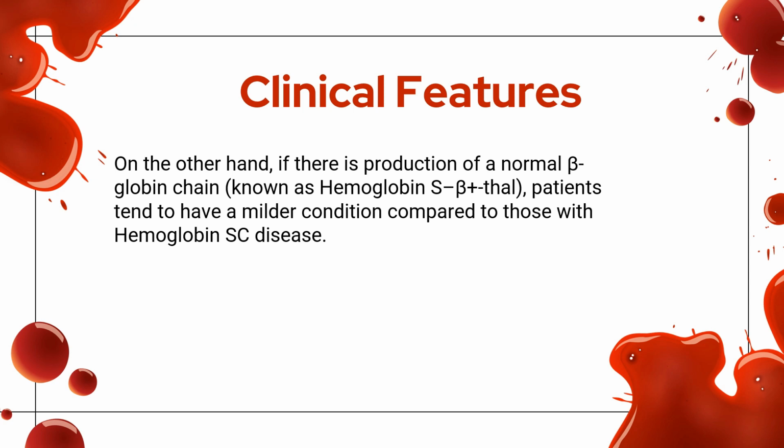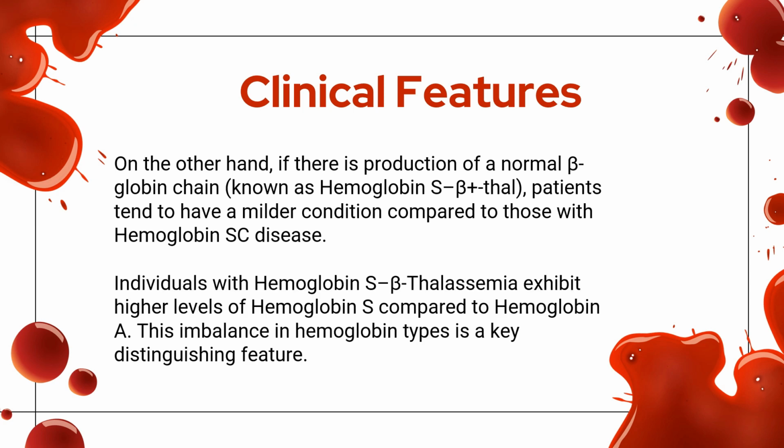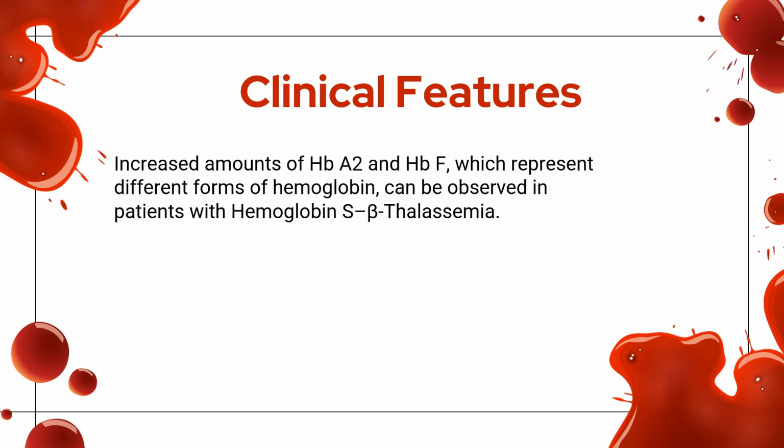Now, you might be wondering how to differentiate patients with HbS beta thalassemia from those with sickle cell trait. Well, there are several factors that come into play. Firstly, individuals with hemoglobin S beta thalassemia exhibit higher levels of hemoglobin S compared to hemoglobin A. This imbalance in hemoglobin types is a key distinguishing feature. Additionally, increased amounts of hemoglobin A2 and hemoglobin F, which represent different forms of hemoglobin, can be observed in patients with hemoglobin S beta thalassemia.